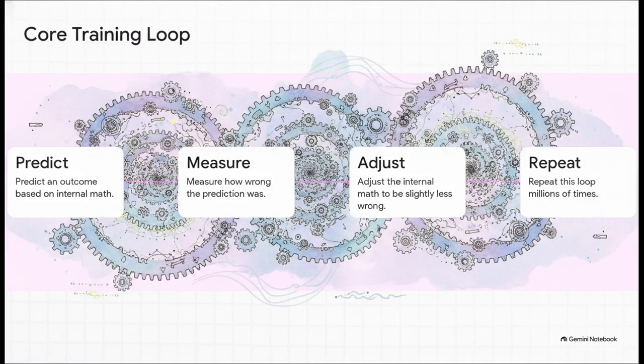Okay, let's demystify what's actually happening when a model is quote-unquote learning. Spoiler alert, it's not magic. It's a highly repetitive, incredibly compute-intensive mechanical process. The core training loop is simply this: predict an outcome, measure how wrong the prediction was, adjust the internal math to be slightly less wrong, and repeat. Millions and millions of times. This loop is exactly why ML puts such a massive load on your servers.